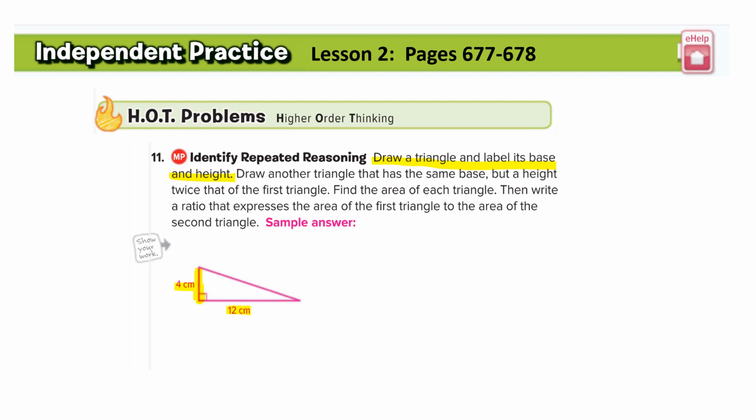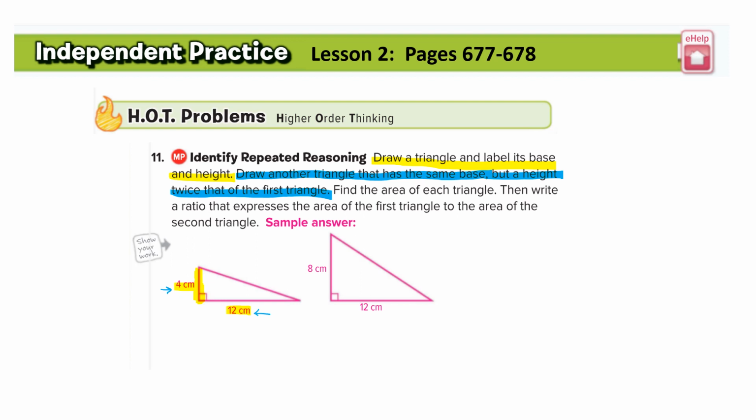Now, let's go to the next part. It says draw another triangle that has the same base but a height twice that of the first triangle. I'm changing my colors here. It's going to have the same base, so the base is going to be 12, but I have to double my height. My height is 4, I'm going to double it, and that's going to make it 8. So now I have a triangle that looks like this.